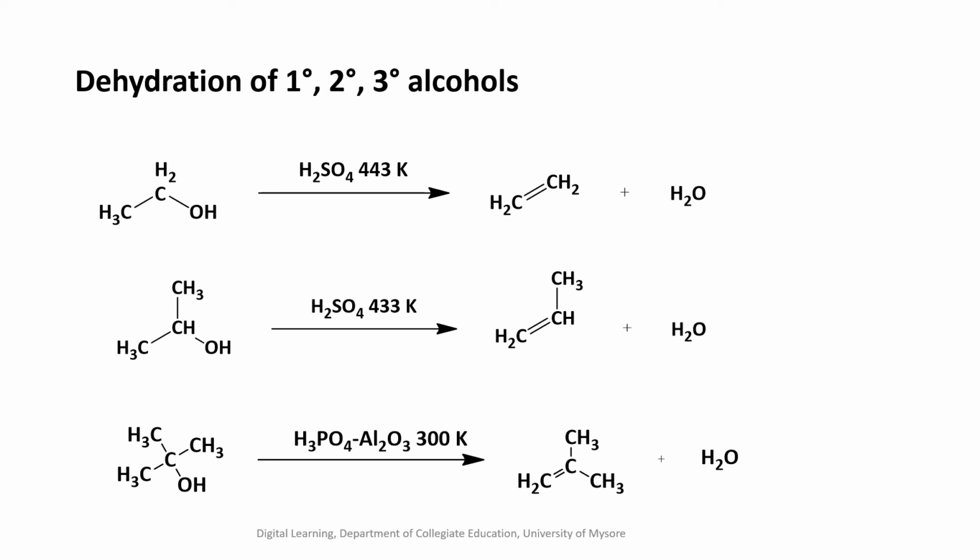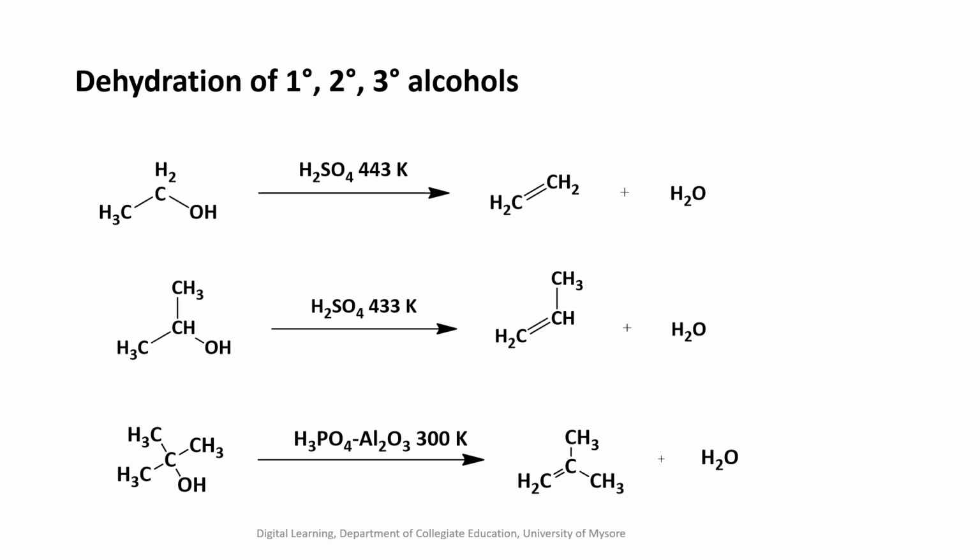Now let us know about the dehydration of primary, secondary and tertiary alcohols. You know that the elimination of water from a compound is known as dehydration. When alcohols are heated with sulfuric acid or phosphoric acid, they get dehydrated to form alkenes. Dehydration is done by either heating the alcohol with concentrated sulfuric acid or phosphoric acid at high temperature, or by passing the vapors of alcohol over alumina.